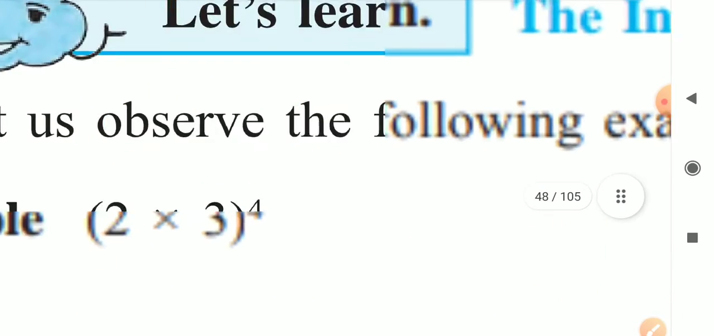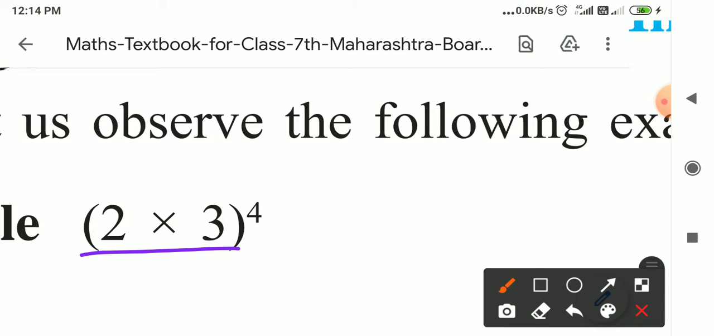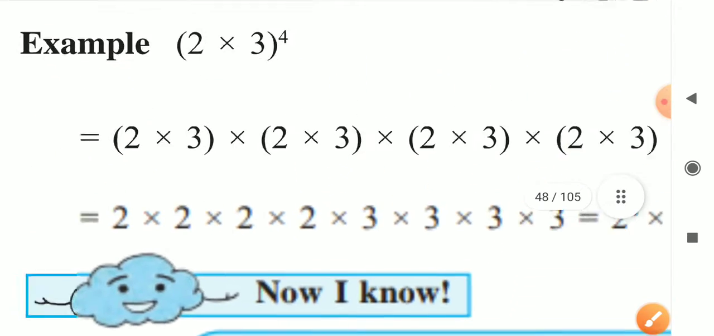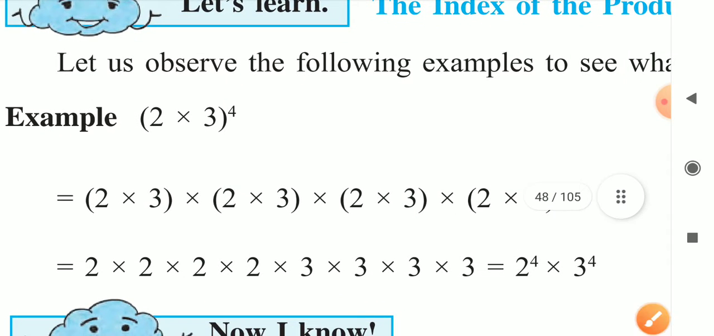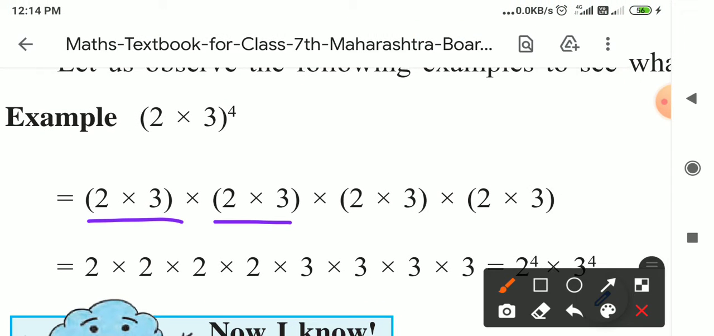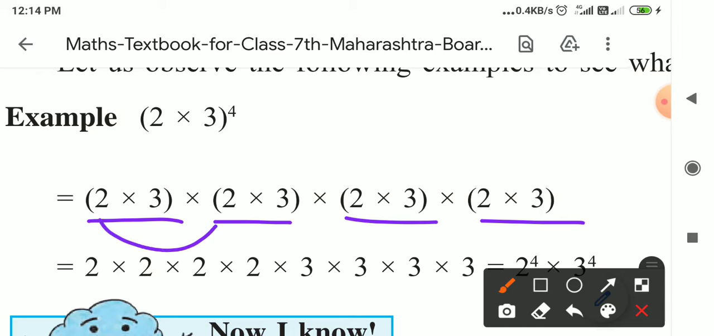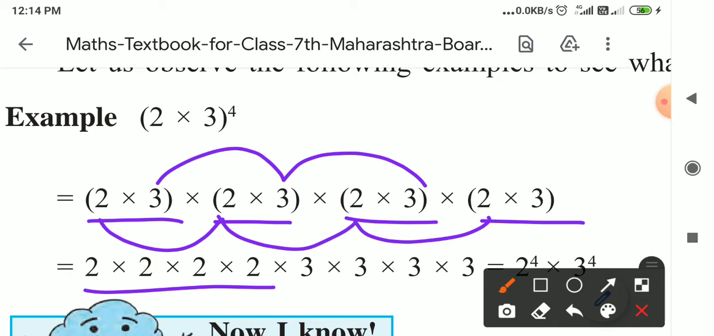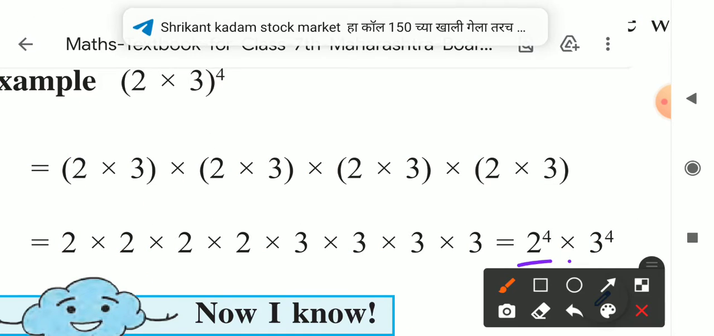Okay, so here (2 into 3) raised to 4. How do they solve the example? Here they have done the multiplication of 2 into 3 four times: 2 into 3 one time, second time, third time, and fourth time. Afterwards they take out 2 into 2 into 2 into 2, this 2 separately, and 3 again separately 4 times, and the answer they wrote here is 2 raised to 4 into 3 raised to 4.